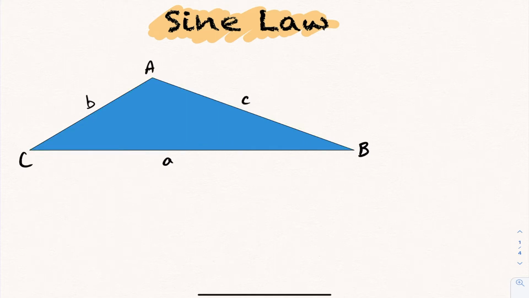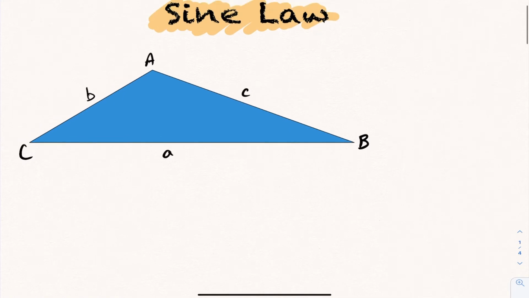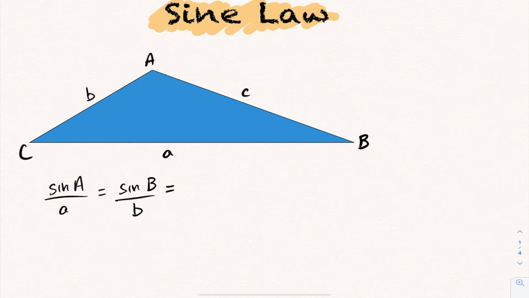So what does the sine law state? Well, the sine law states that the sine of angle A, divided by the length of a, that ratio must equal the sine of B divided by the length of b, which also must equal the sine of angle C divided by the length of line segment c. So in this situation here, we've got a relationship between the length of the triangle and an angle in that triangle.